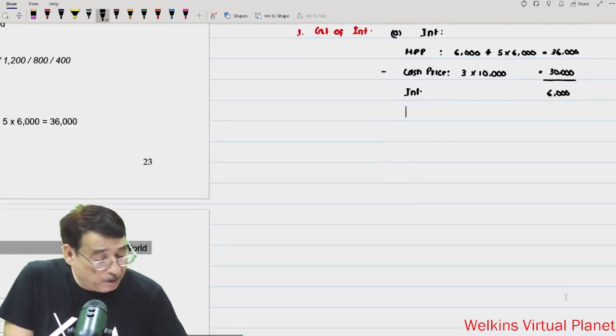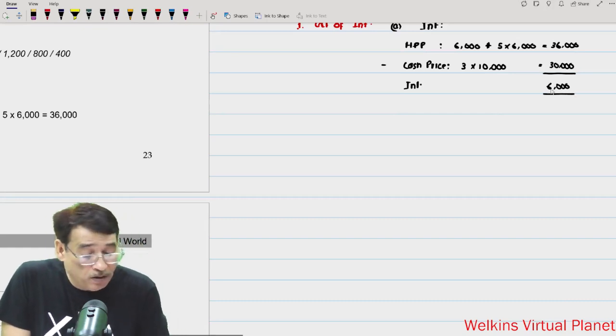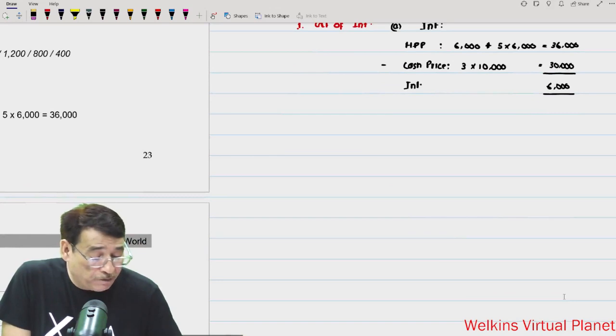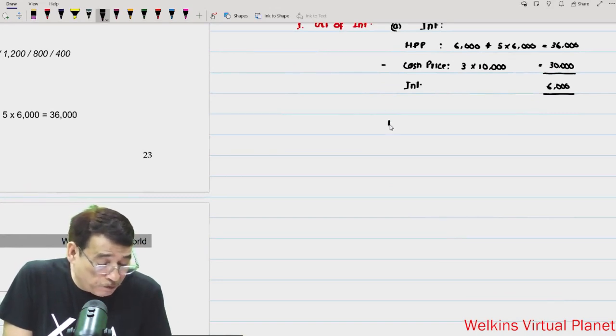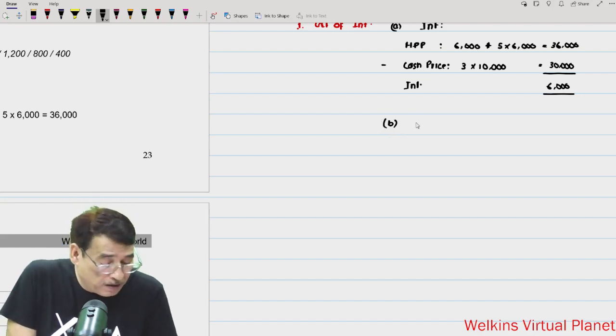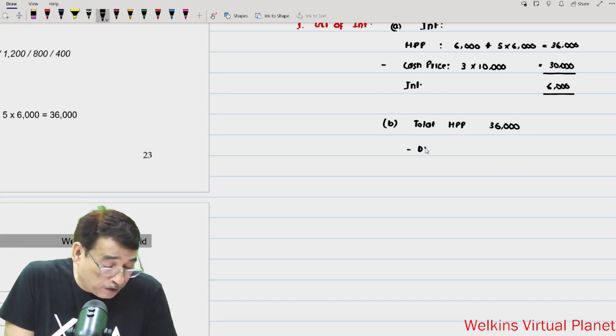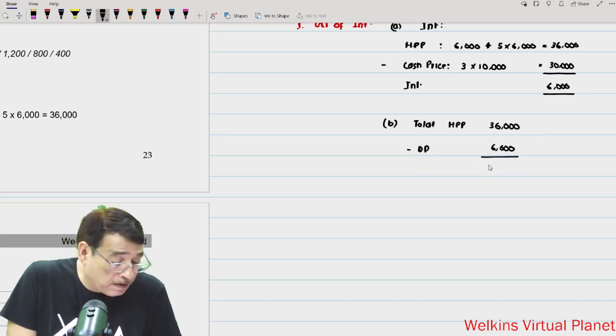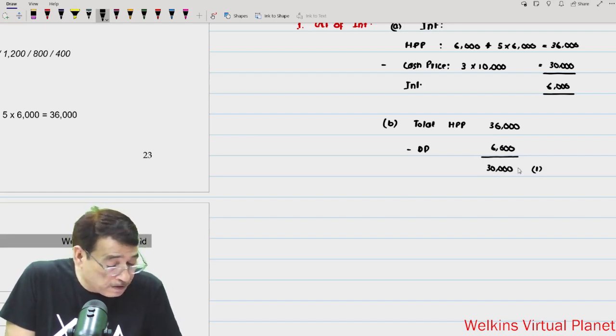Correct? Second point. After having determined the amount of interest, now we have to find out balances. Actually, you can apply the shortcut approach also. But first I will do it. First you write total hire purchase price, which is 36,000. You will subtract the amount of down payment, 6,000. So your first balance is actually 30,000. This is your first balance. You will subtract the first installment, that is 6,000.